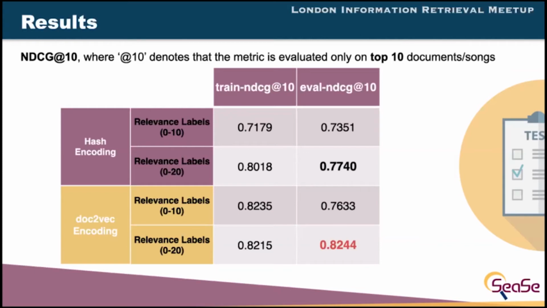We can see that the model with the best performance, so the best eval NDCG at 10, is the model where we applied doc-to-vec encoding and relevance label from 0 to 20. The eval NDCG at 10 is 0.82.